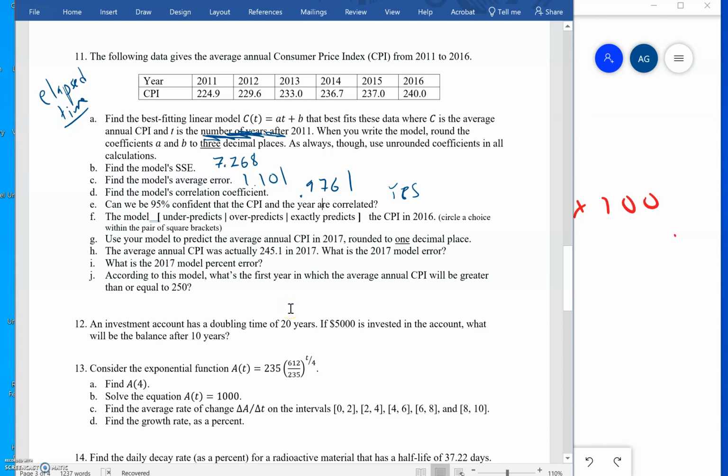All right, so we were in the middle of question 11E that says, can we be 95% confident that the CPI and the year are correlated? And I quickly answered that yes.